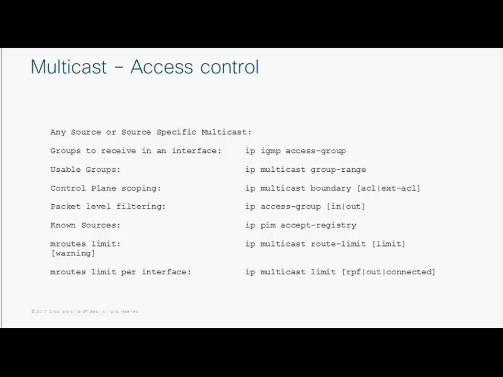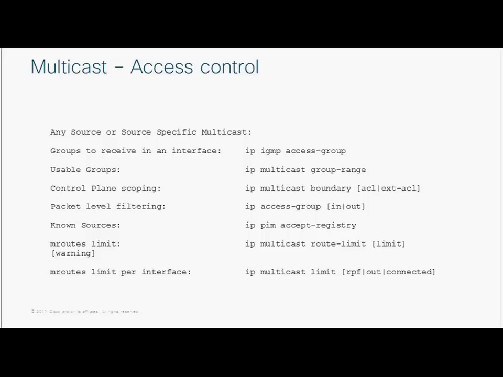We also have IP PIM accept-register, which we can define in order to accept traffic only from authorized sources. And we have mroute limit, which we use to define the amount of routes that we want to install in a device.